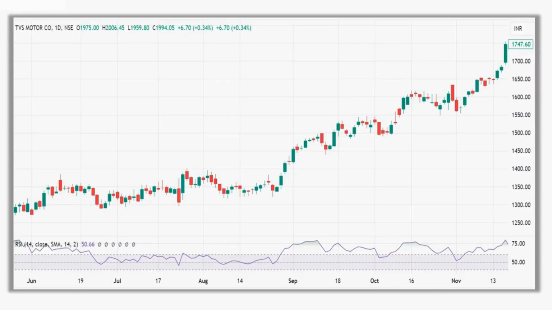Let me show you with some live examples. As you can see on the screen, this is the daily chart of TVS Motor stock. And this was a trade which I had done previously.